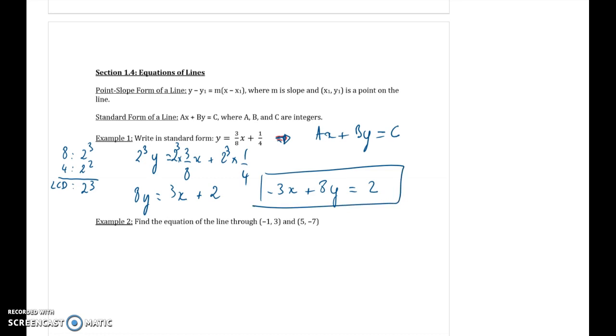I will let you do example number 2. Find the equation of a line going through these 2 points. Step number 1, find the slope. Step number 2, use one of the 2 points, or actually negative 1, 3, or 5, negative 7, to find the value of b.